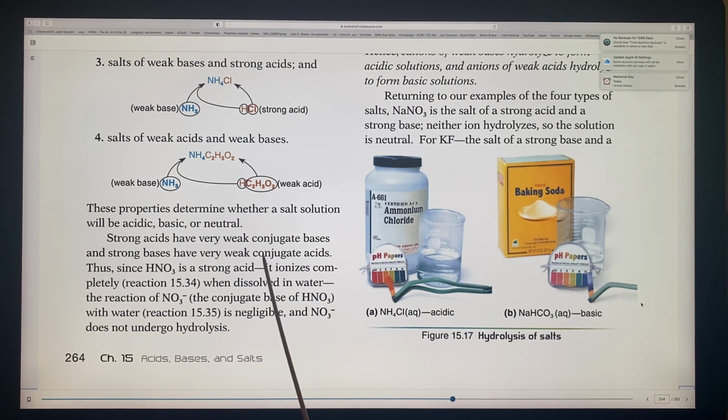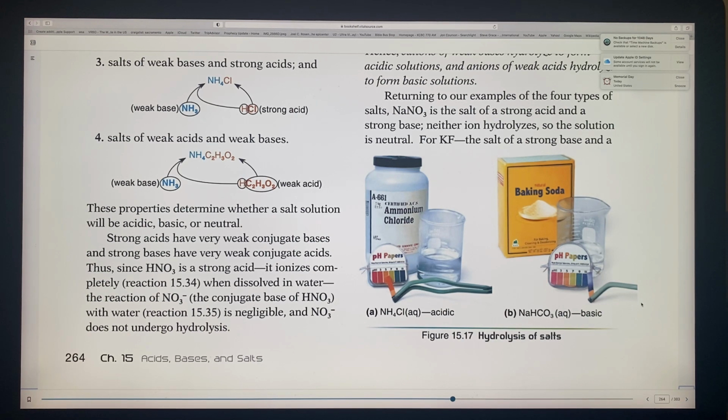When you talk about the word conjugate, it's what they make. If you're going to conjugate something, you're making or putting together something, right? And so strong acids, they end up giving out very weak conjugate bases, and strong bases, weak conjugate acids.